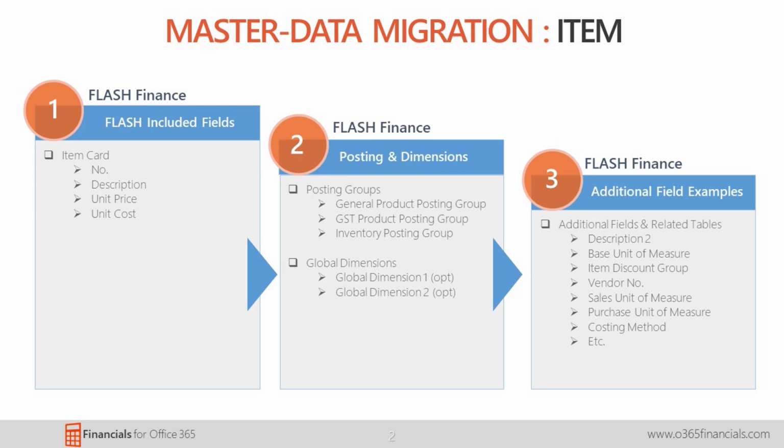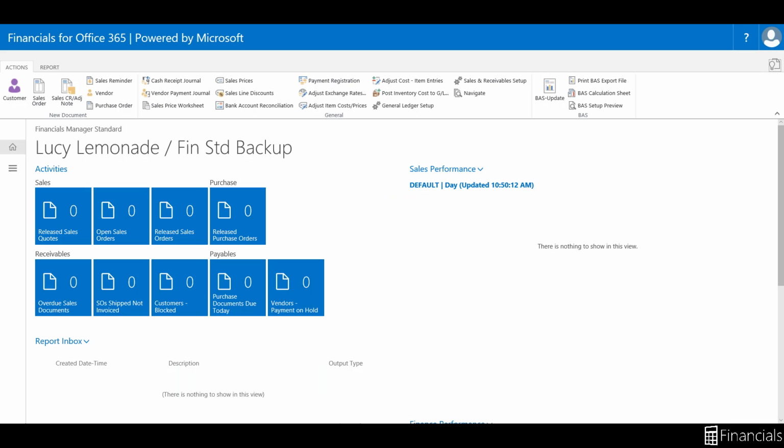In this example, we are actually uploading the related tables, in this case the unit of measure tables, and then uploading the initial item table with those related fields included. To begin the process for importing item master data, log into Financials 365. Today, we're going to be in our demo company, Lucy's Lemonade.